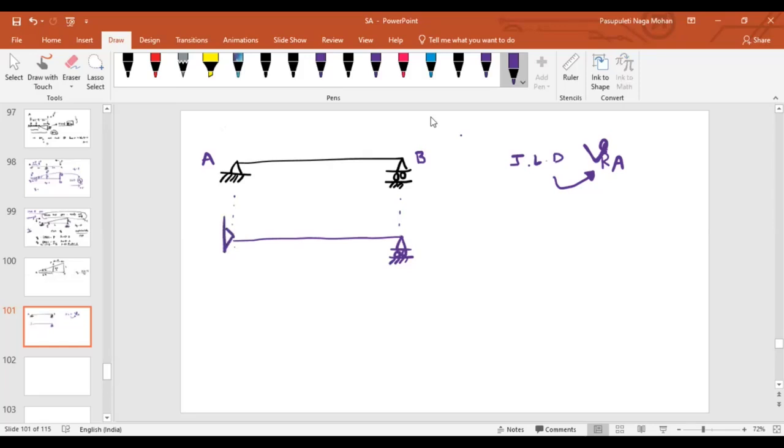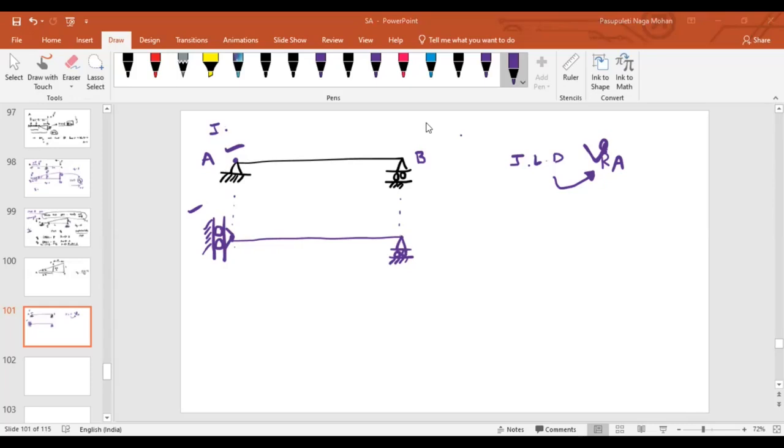For that, can I redraw the support like this? If I redraw this support, what is the difference between the initial one and this one? The initial case resists both horizontal and vertical. What about this modified case? This is only horizontal. It doesn't resist the vertical. Is it clear why I have drawn this support? This is very important if you want to draw for complex systems.